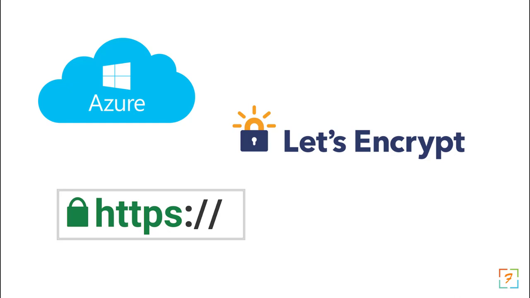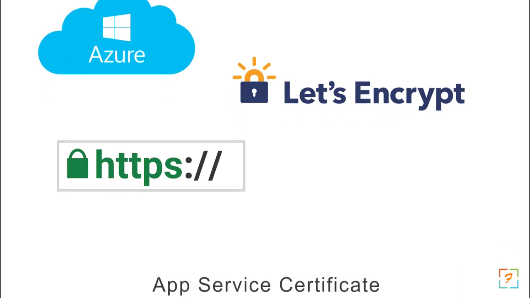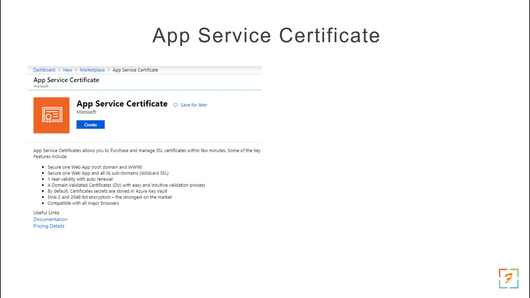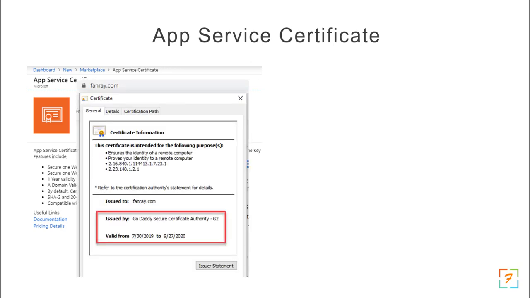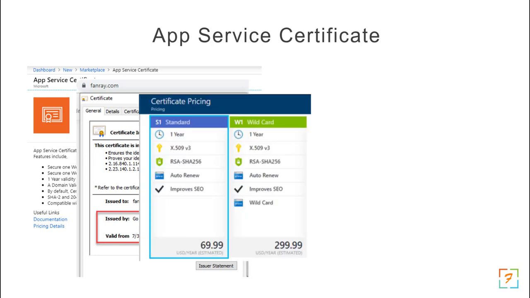The goal of this video is to show how I added HTTPS certificate from Let's Encrypt for my website running on Azure App Service. So far, I've been using App Service Certificate, which I purchased right inside the Azure portal. It's issued by GoDaddy and expires every 12 months. It costs $70 a year. It covers my root and www subdomain.